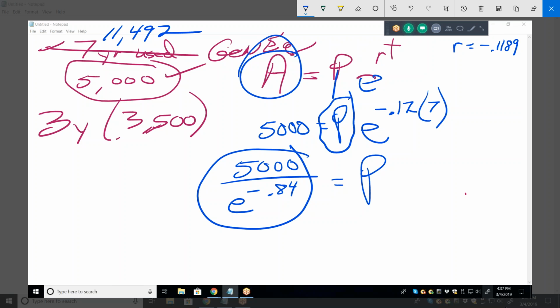But this is always the equation you're going to use. It's just sometimes that 5,000 is the new price, sometimes it's the A. In other words, in the first case it was P, but in the second case it was A, to figure out what the original new car price was based on this depreciation rate.